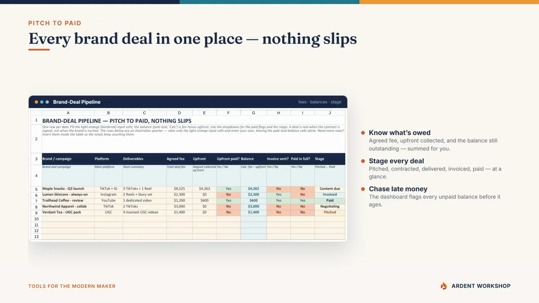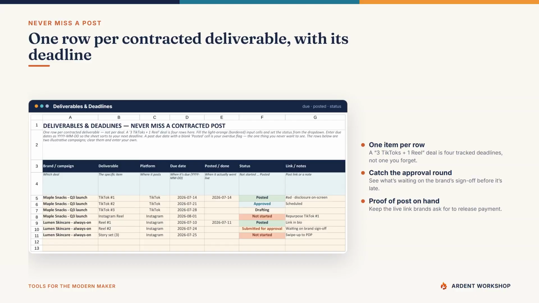Every deal lands on the pipeline, from first pitch to paid in full. The agreed fee, the upfront you collected, and the balance still owed, so you always know what's live and whose payment is running late. One row per contracted post keeps every deadline in front of you. What's due, what's posted, and what's waiting on the brand's approval. Nothing slips through the DMs.